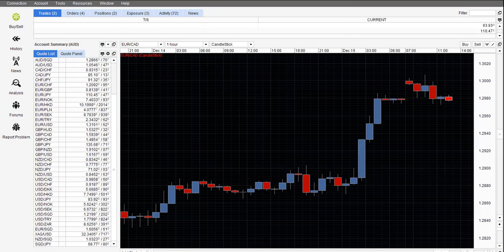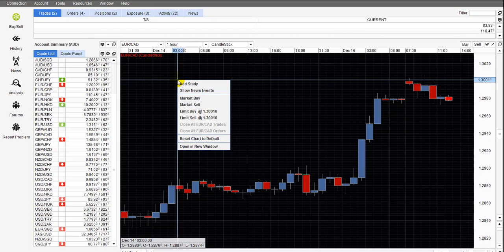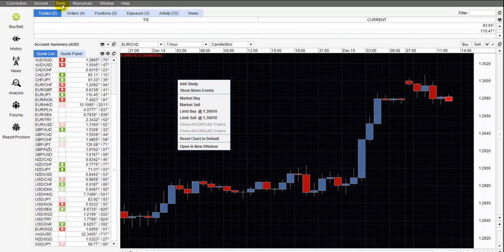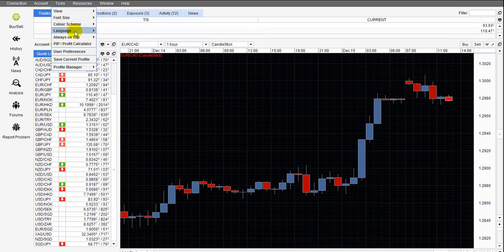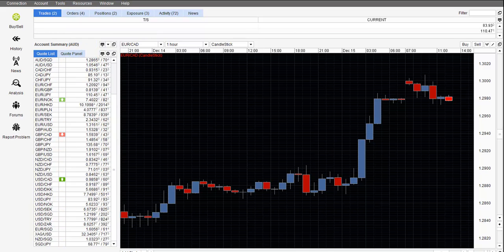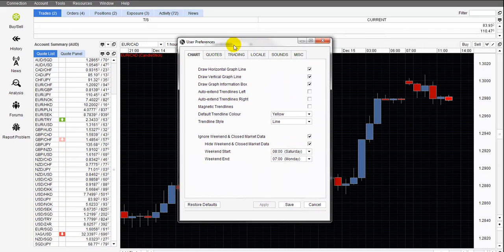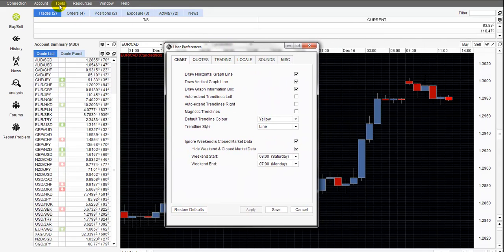However, in Oanda, I can change it, and let me show you how. So you go into tools and then user preferences, I believe it's under chart. Yes, here it is. It's under chart. So you go to tools, user preferences, and then you go to chart. And I'm saying, okay, when do I want it to start? When does the weekend start? And then when does the weekend end?